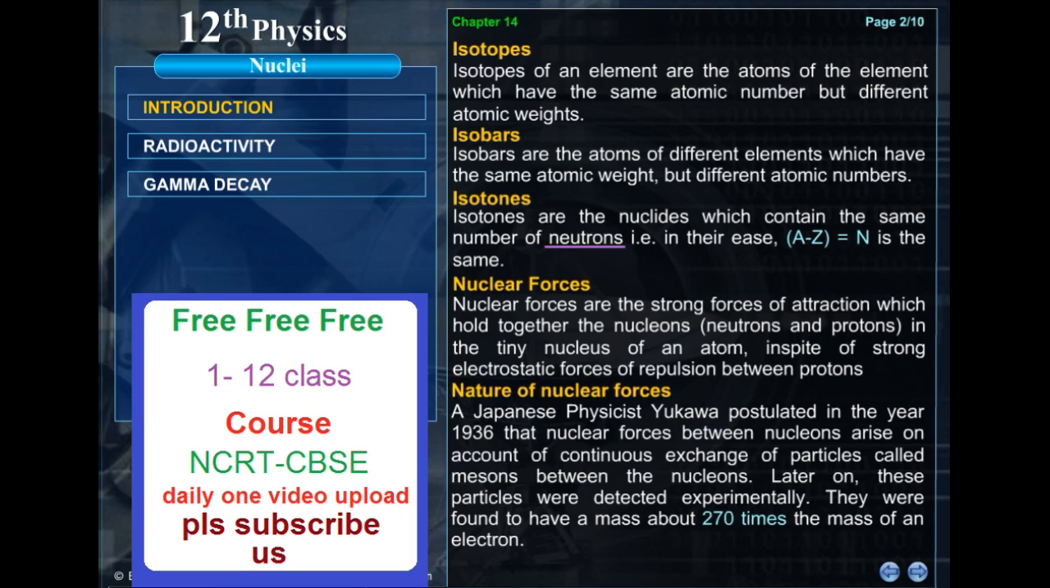Nature of nuclear forces. A Japanese physicist, Yukawa, postulated in the year 1936 that nuclear forces between nucleons arise on account of continuous exchange of particles called mesons between the nucleons. Later on, these particles were detected experimentally. They were found to have a mass about 270 times the mass of an electron.